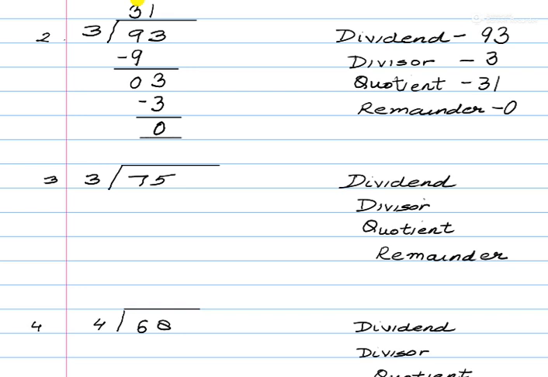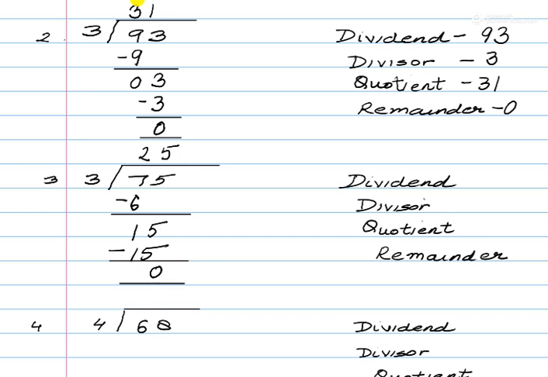Okay, let's do the next sum, 75 divided by 3. Now we will be taking 7 first and divide it by 3. 3 times 1 is 3, 3 times 2 is 6. Now 7 minus 6 is 1. Bring down the next number 5 and divide. 3 times 1 is 3, 3 times 2 is 6, 3 times 3 is 9, 3 times 4 is 12, 3 times 5 is 15. So we write 5 on the top minus 15 and your remainder comes 0 again in this sum.